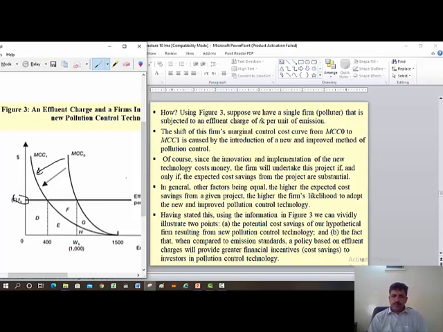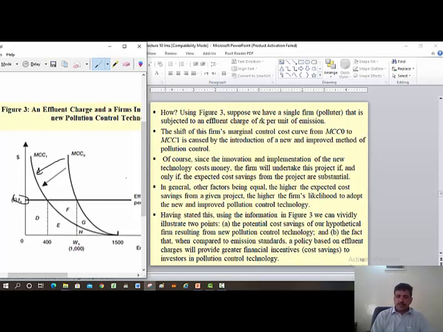Of course, since the innovation and implementation of new technology costs money, the firm will undertake this project if and only if the expected cost saving from the project is substantial. In general, other factors being equal, the higher the expected cost saving from a given project, the higher the firm's likelihood to adopt the new and improved pollution technology.